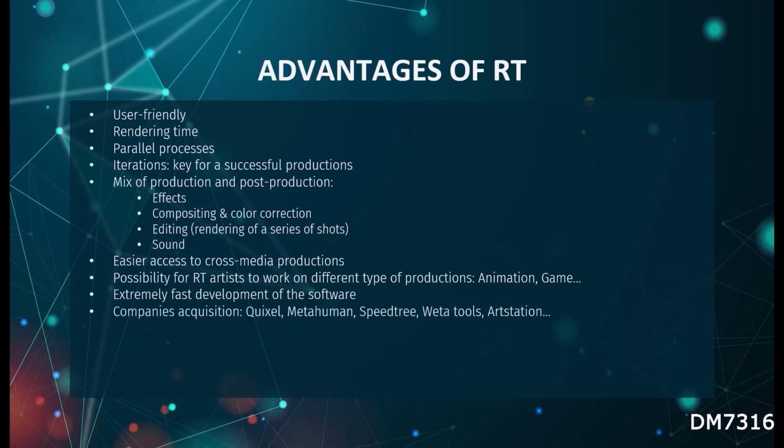Company acquisition. This is also something very important. There is a kind of huge competition between Unity and Unreal, and instead of developing everything, they are buying companies. So for example, Quixel was bought by Unreal, MetaHumans is Unreal, SpeedTree is Unity, the tools of Weta Digital from New Zealand, it's Unity who bought it, and also their assets. ArtStation, I forgot, I think it's Unreal, etc., etc.